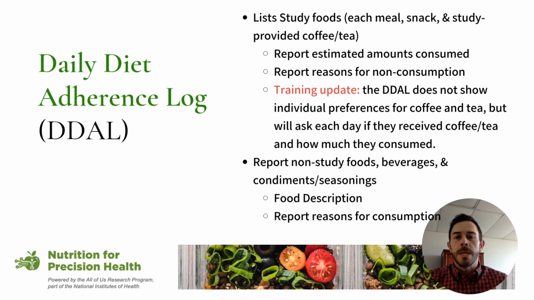So the daily log that participants will be asked to complete when they're on the test diets for NPH is called the Daily Diet Adherence Log, or what we call the DDAL. This is a daily log that we will walk through in more detail on the next slide, but essentially participants will complete it to report on all of the study foods they were provided, how much and which of those foods they ate, and if they did not eat all of those foods, the reasons why they were unable to do so.